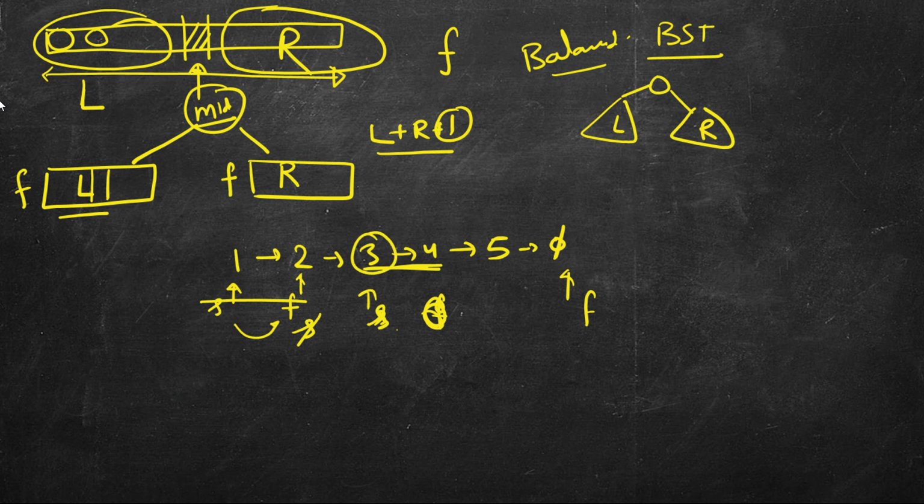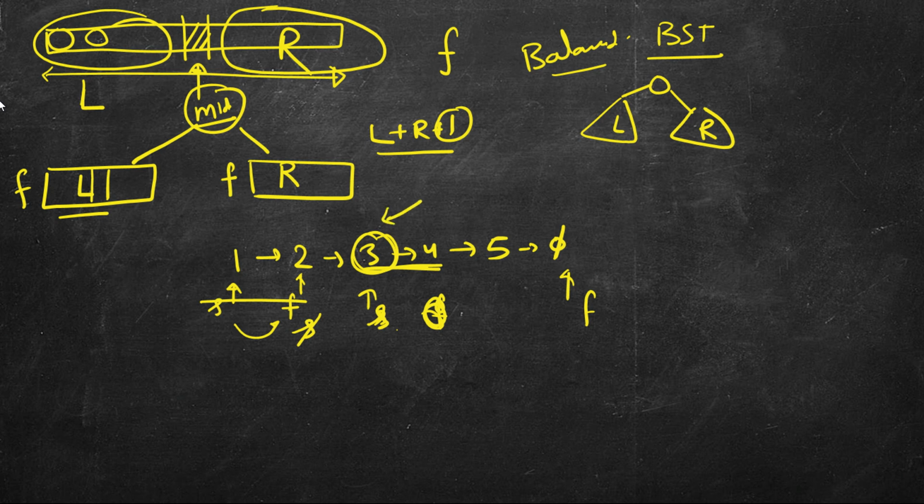Then this slow is at the middle. If it was an odd number, then we would not have moved this one. Then the middle was the next of slow, or you can have taken this also as the mid. So this way we find the mid.